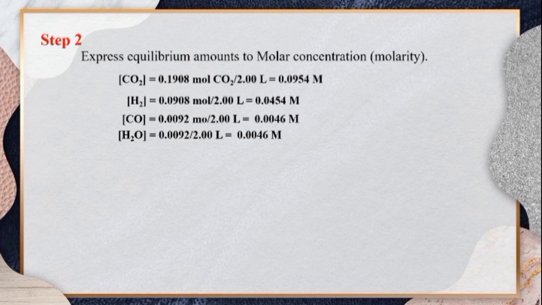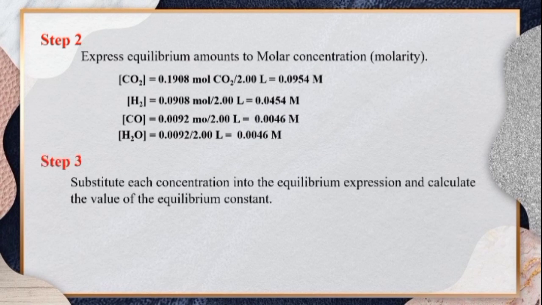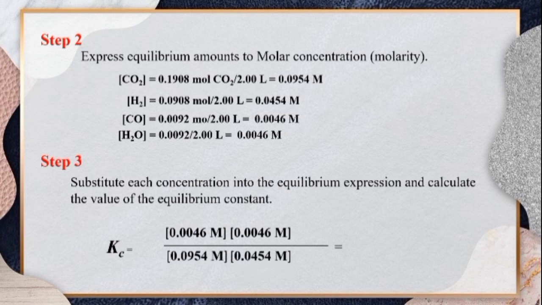And the final step is substitute its concentration into the equilibrium expression and calculate the value of the equilibrium constant. So, Kc is equal to 0.0046 molar multiplied by 0.0046 molar divided by 0.0954 molar multiplied by 0.0454 molar, and you will get 0.0049 or 4.9 times 10 negative 3.